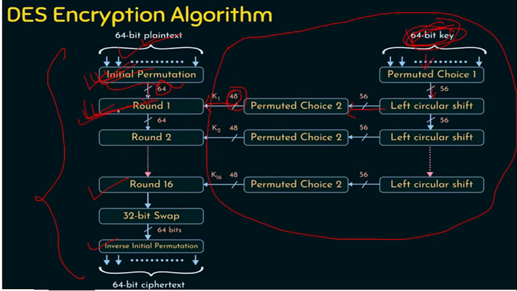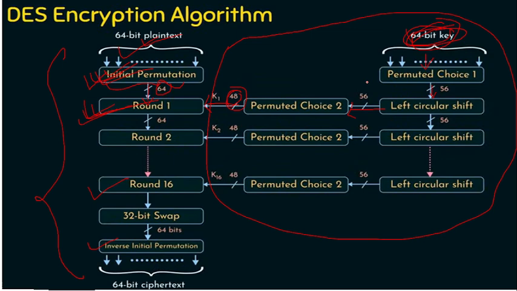In round 1, first, the 64 bits are converted into two blocks, a left side 32-bit block and a right side 32-bit block. The right side 32 bits are sent to the expansion box, where the 32 bits are converted to 48 bits, and those 48 bits are again XORed with the 48-bit key, where we get a 48-bit output.